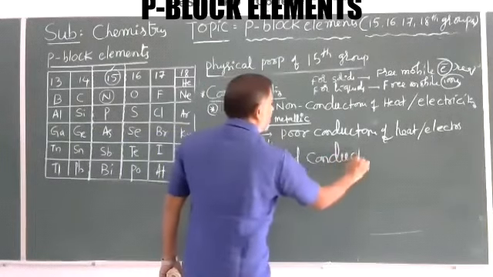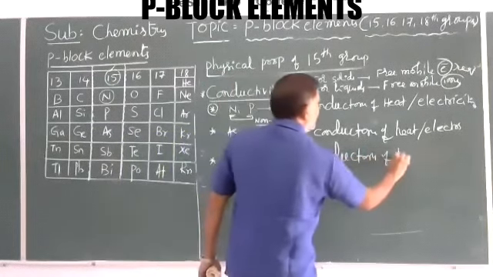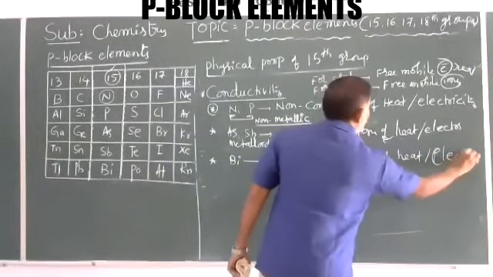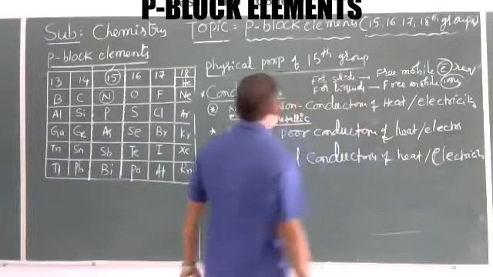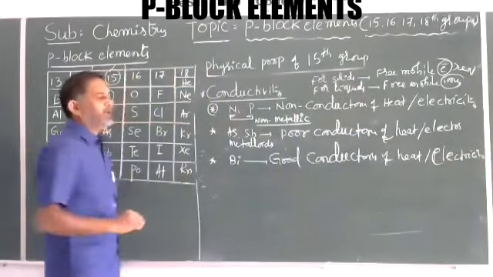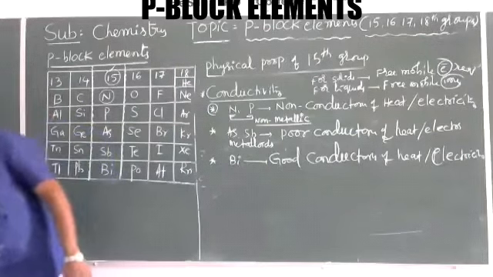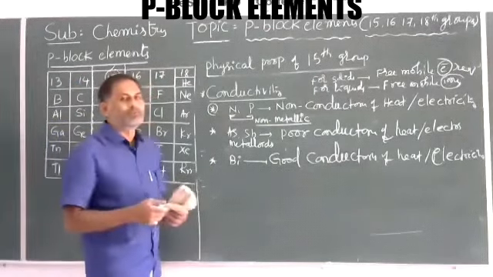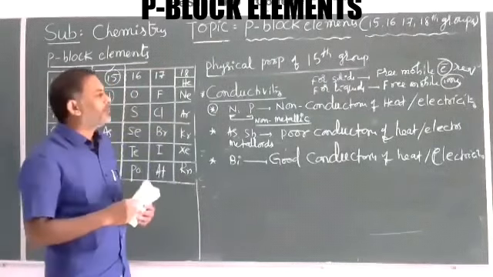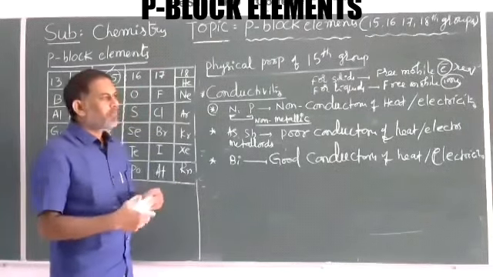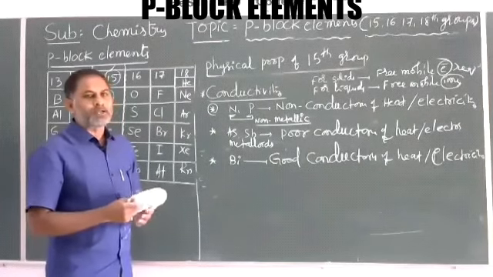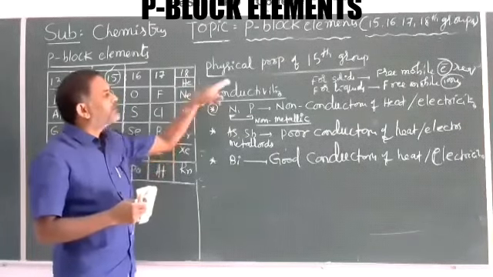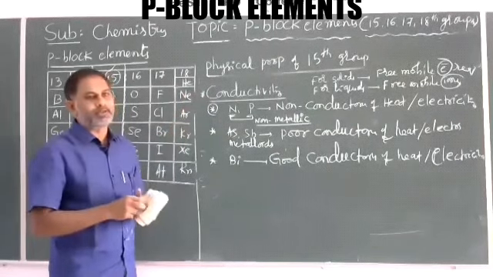Good conductors of heat and electricity. So these are some important points about conductivity of 15th group elements. Then one of the most important points is about allotropic forms of 15th group elements and catenation property. These are the remaining two important points present under general and physical properties of 15th group elements.